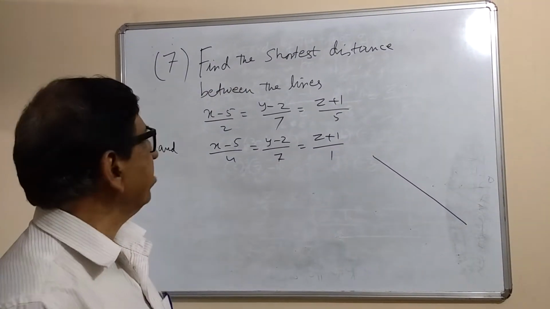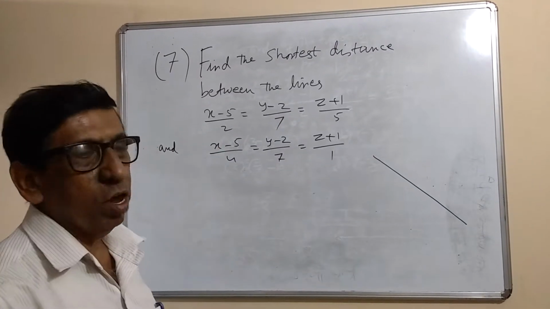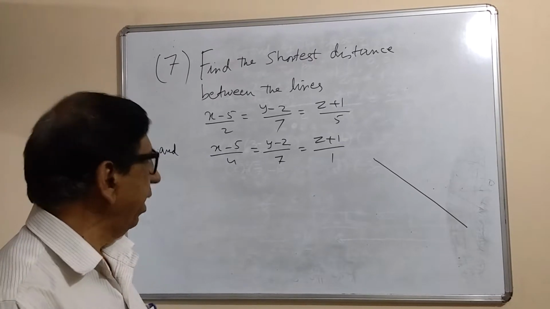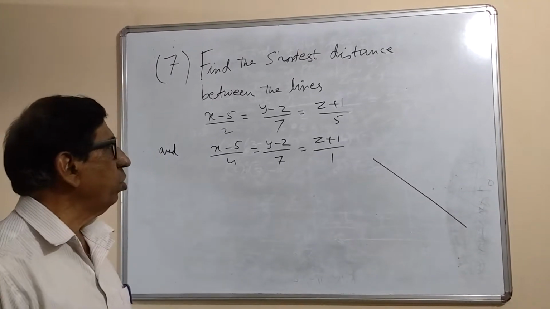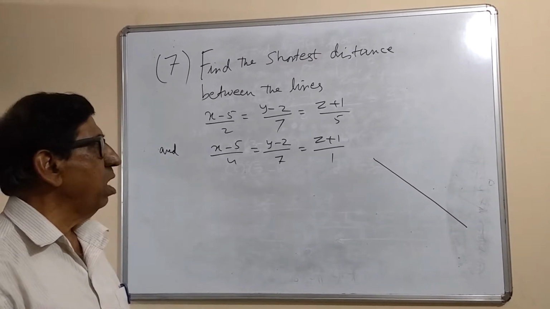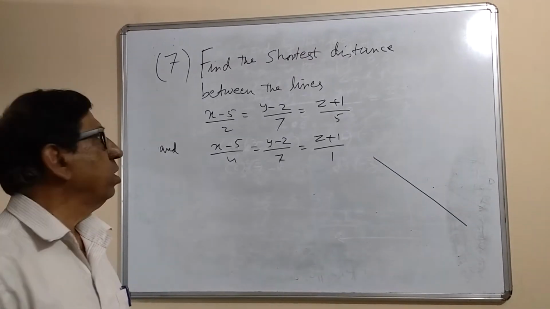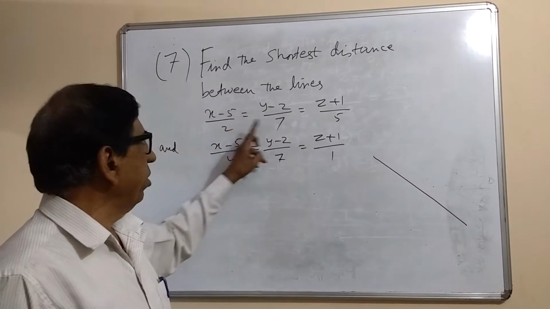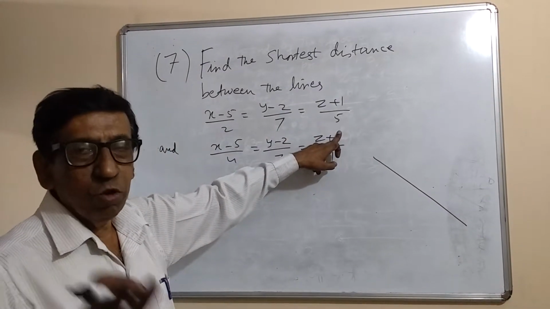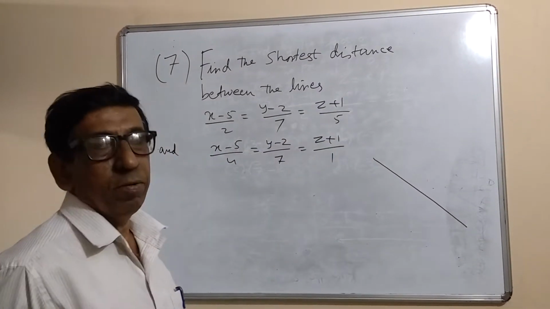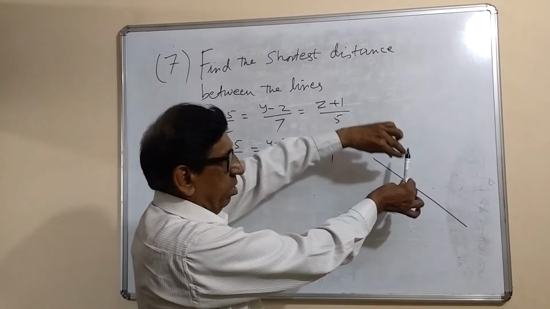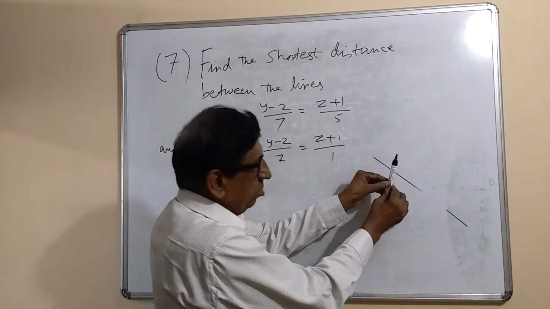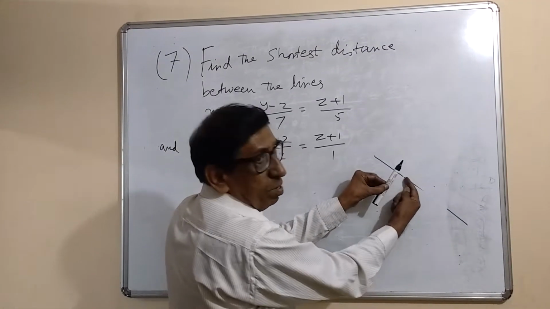Find the shortest distance between the lines (x minus 5)/2 equal to (y minus 2)/7 equal to (z plus 1)/5, and the line (x minus 5)/4 equal to (y minus 2)/7 equal to (z plus 1)/1. Remember, these are the DRs, direction ratios of the lines. They are not same. Therefore, the lines are not parallel. They may be like this. There is one line and this is the second line. So then this must be the shortest distance between them.